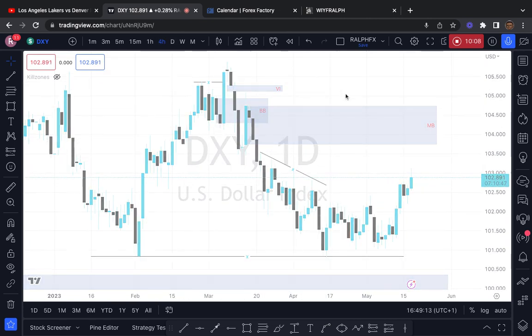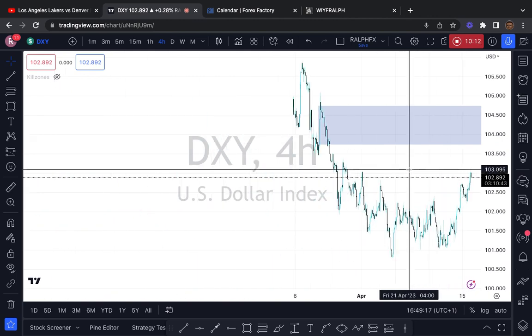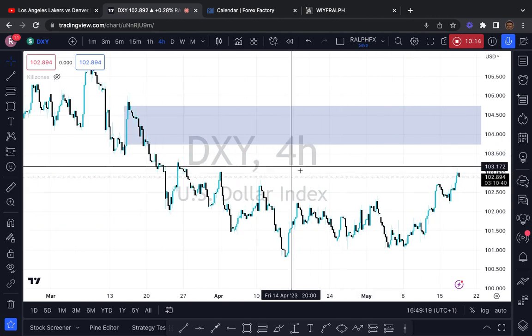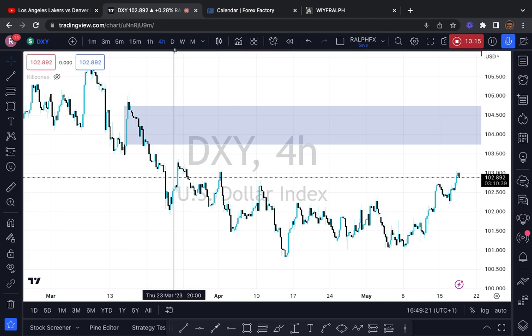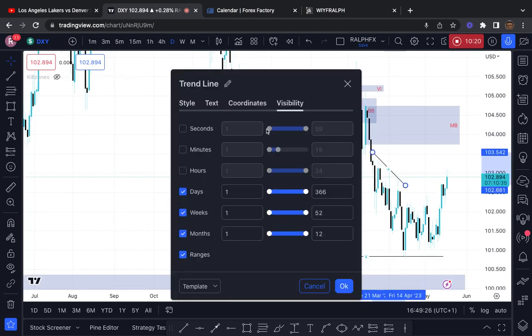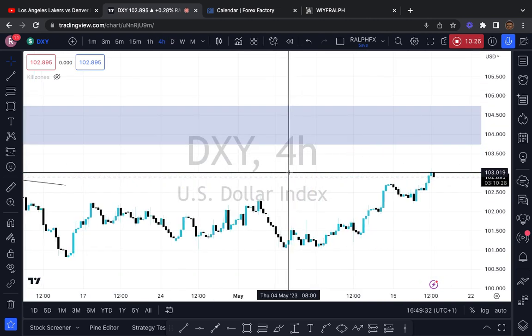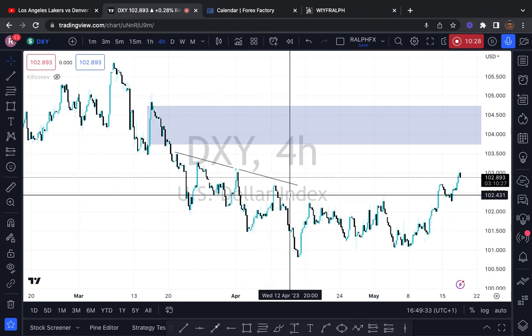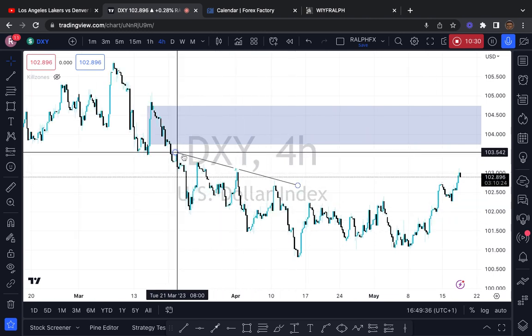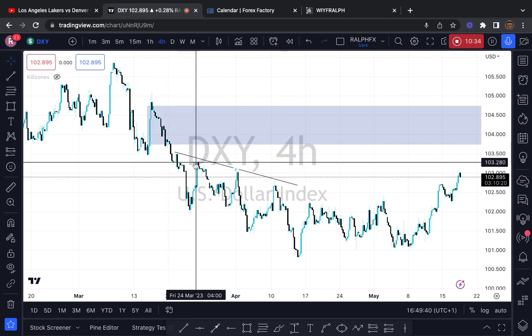So let's drop down to the 4 hour time frame to look at dollar. Okay. Let me go back to the daily and let me make this visible, right? Down to the 4 hour. So you can see what I'm saying, right? So what do you see here? Do you see the trend line liquidity stacked, right?